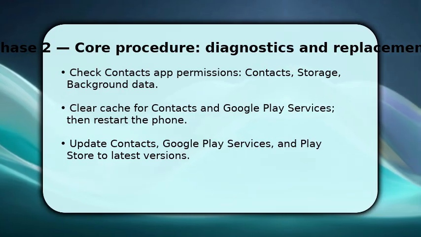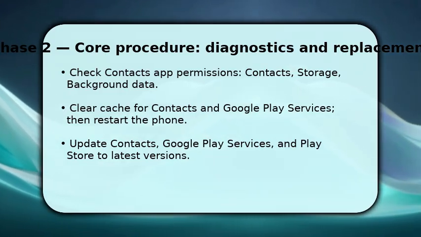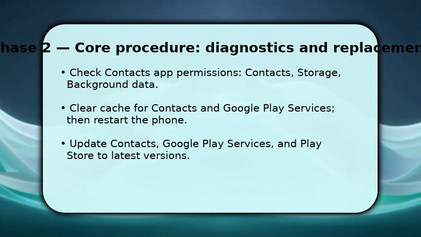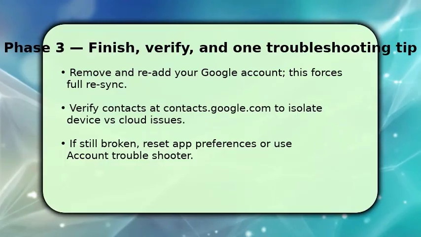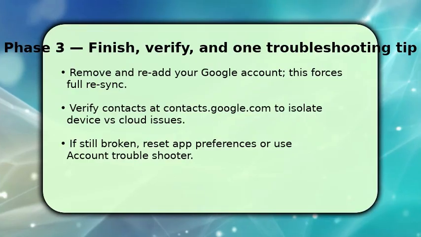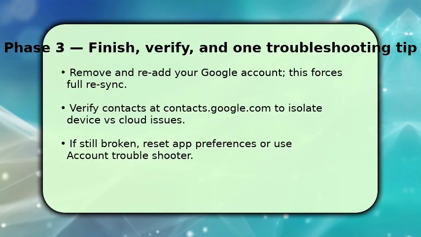Make sure contacts, Google Play services, and Play Store are updated. Outdated components can fail to authenticate or merge changes between device and cloud. For a full reset, remove the Google account from Settings, then Accounts, then reboot and re-add it. This forces a complete resync and often restores missing entries.